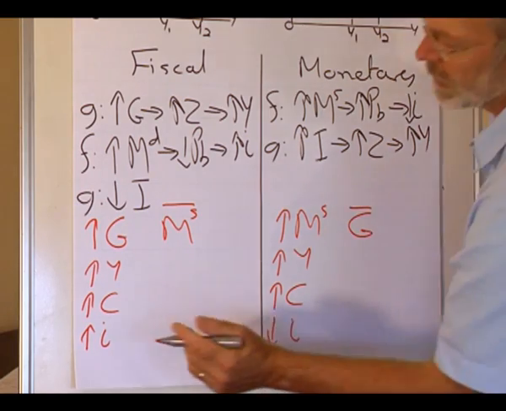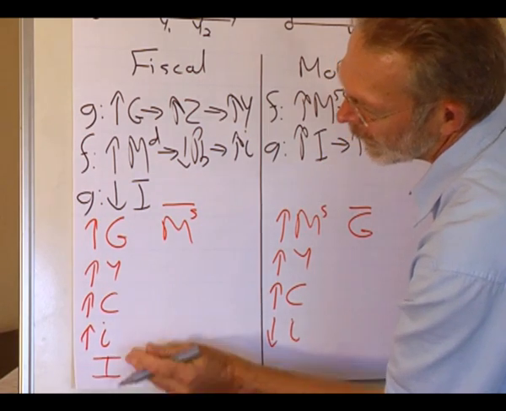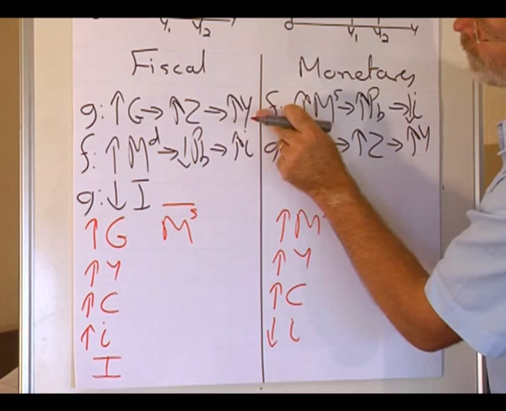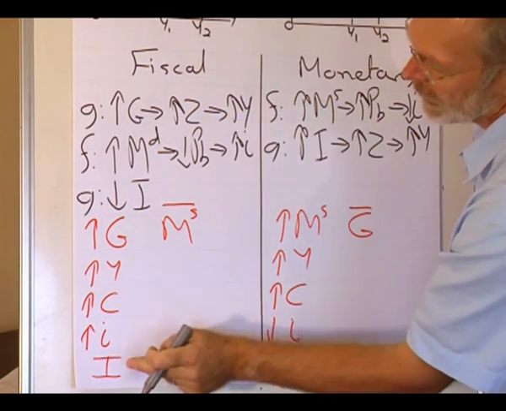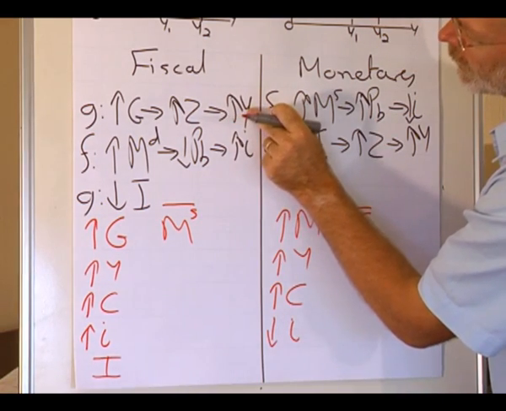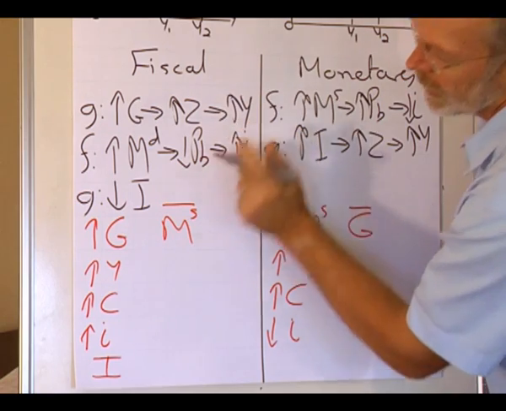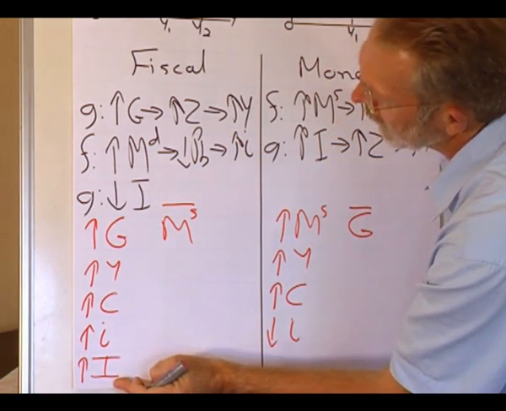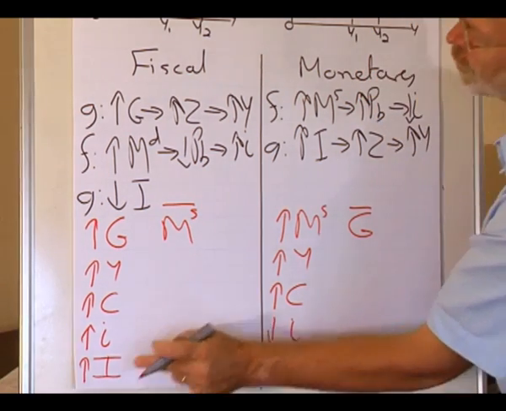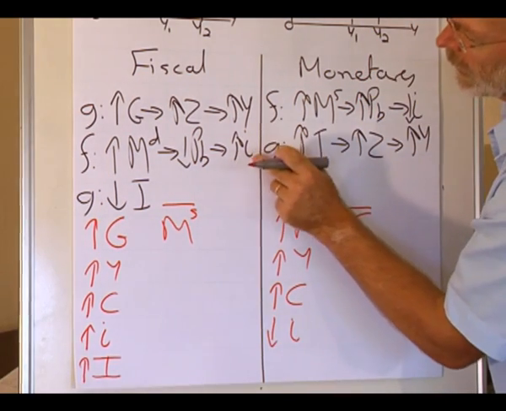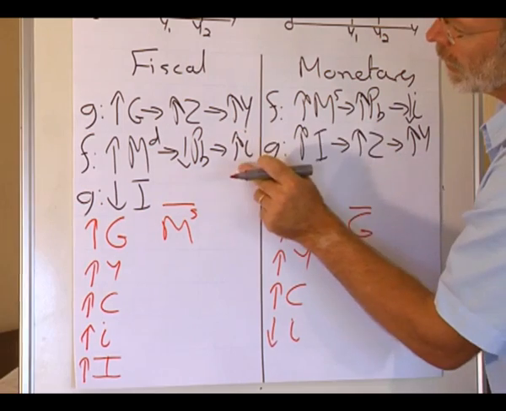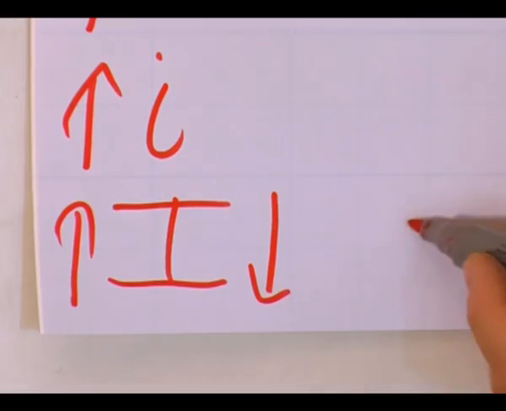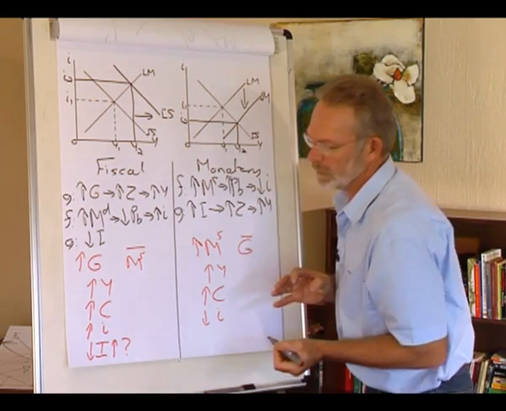If we come to investment spending, then we see with fiscal policy, level of production increases, and investment spending is a function of level of production, therefore we have an increase in investment spending. But investment is also a function of the interest rate. And the interest rate went up, therefore investment spending decreased. We're not sure about the net effect.